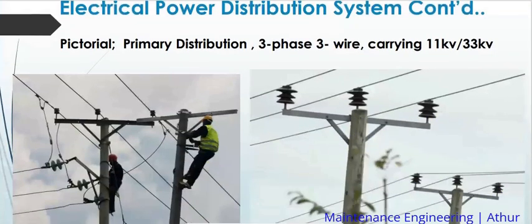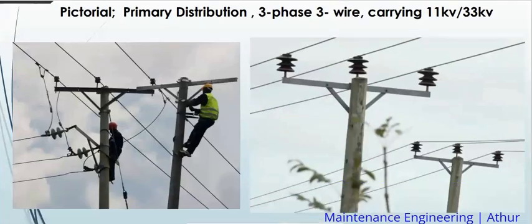When you see this electrical power distribution system, I tried to get some pictures. This is for primary distribution. 3-phase, 3-wire, carrying 11 kilovoltage or 33 kilovoltage. Whenever you see a structure with pin insulators like these ones and their wires passing on the top horizontally, you see this picture here.